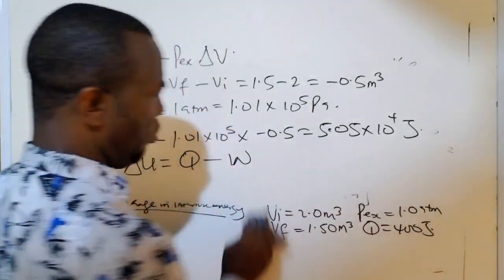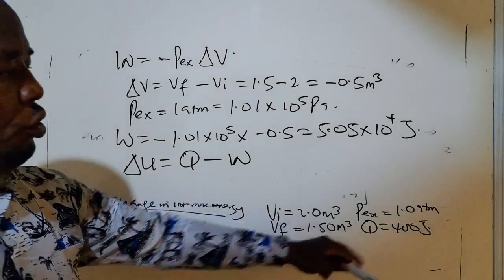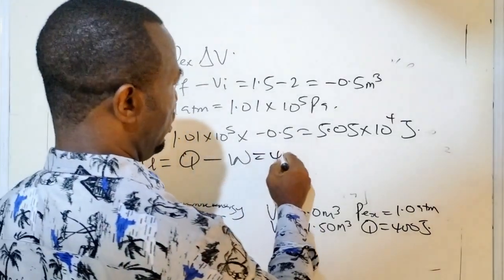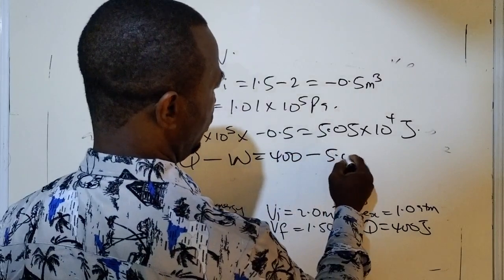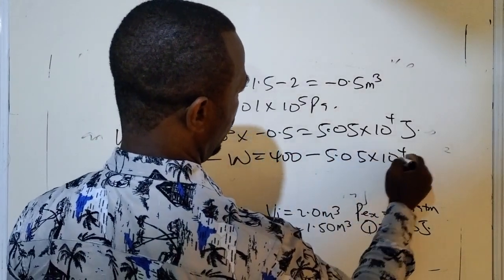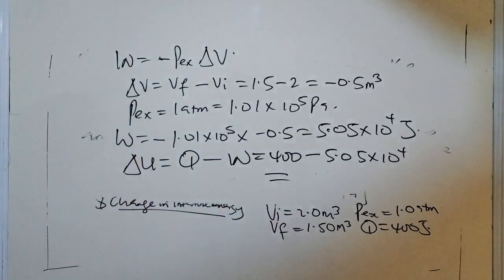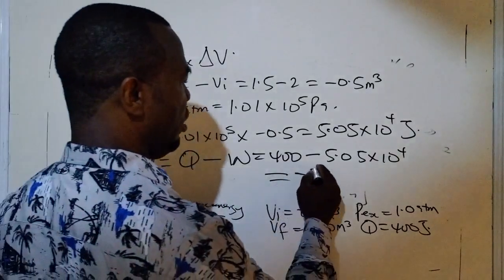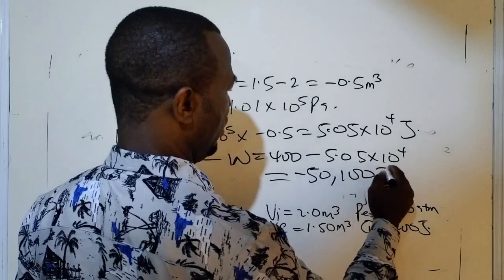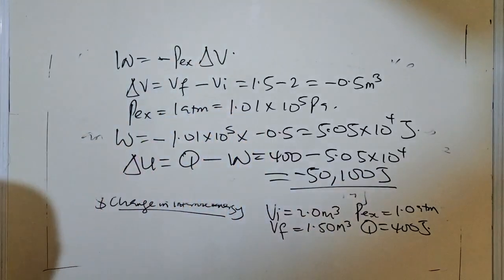So having done that, the quantity of heat supplied is 400 joules. That becomes 400 minus 5.05 power 4. So that is it. When we solve this, our final answer becomes negative 50,100 joules. This is the change in internal energy for this system.